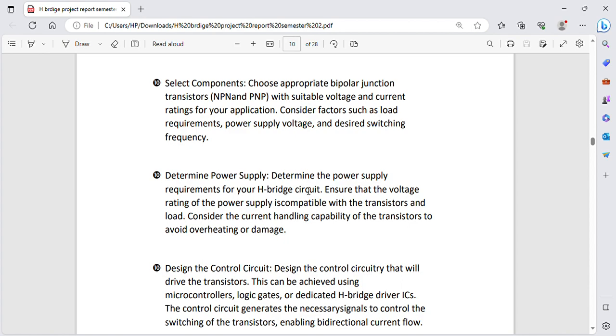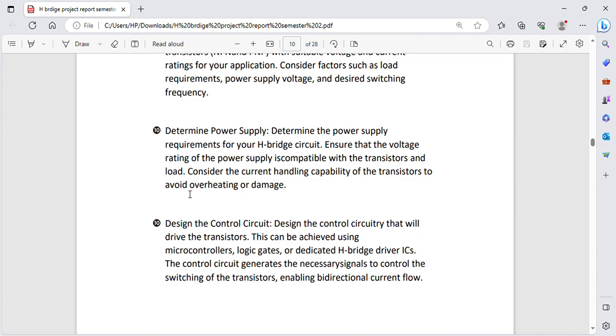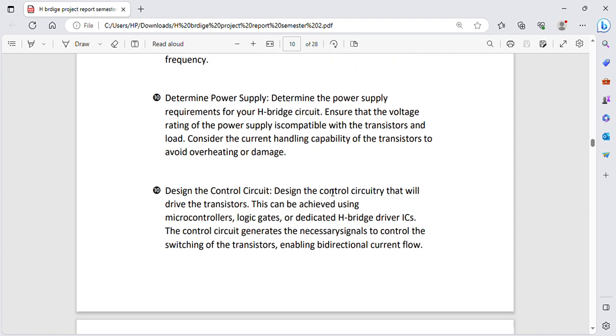Determine the power supply requirements for your H-bridge circuit. Ensure that the voltage rating of the power supply is compatible with the transistors and load. Consider the current handling capability of the transistors to avoid overheating and damage. We use a heatsink or something similar for safety purposes.